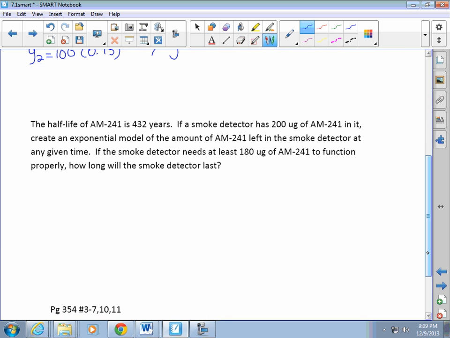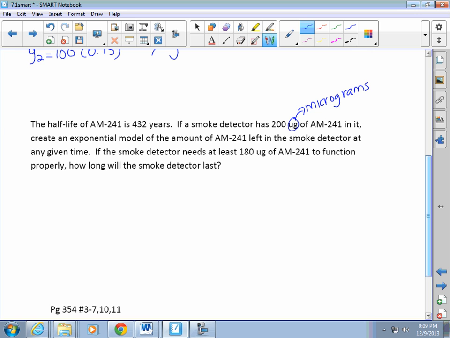Okay, the next one says the half-life of AM-241 is 432 years. If a smoke detector has 200 µg, that's the short form for micrograms, you might have taken that in bio or chem, of AM-241 in it, create an exponential function to show the amount of AM-241 that would be left in the smoke detector at any given time.